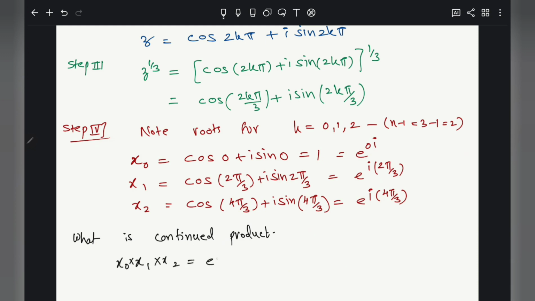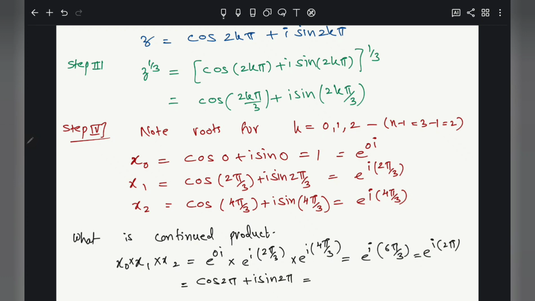Okay, so in this case, if you write, it will be this into, very quickly you can note it down, e raised to i 4 pi by 3. And if you want to do this product, it is nothing but e raised to i (0 plus 2 pi by 3 plus 4 pi by 3), 6 pi by 3. It is e raised to i 2 pi, and hence cos 2 pi plus i sin 2 pi, cos 2 pi is 1, sin 2 pi is 0. So the answer is 1. Like this you can do the continued product.